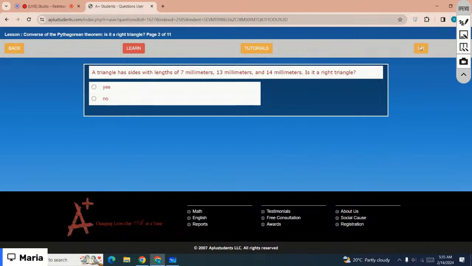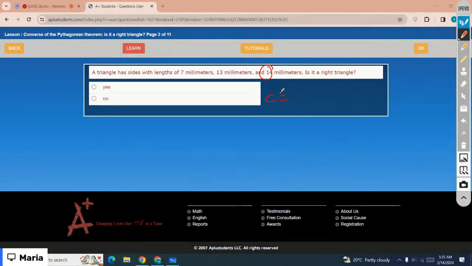Okay, a triangle has side lengths 7 millimeters, 13 millimeters, and 14 millimeters. Is it a right angle triangle? Yes or no? Keep the longest side as the hypotenuse, because in a right angle triangle, the longest side is always the hypotenuse. So the hypotenuse is 14. c squared equals a squared plus b squared, that is 14 squared equals 13 squared plus 7 squared. So 14 squared is, no, 196, right? Just add them.